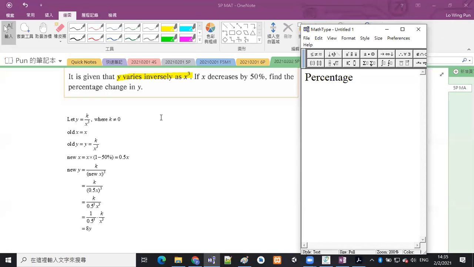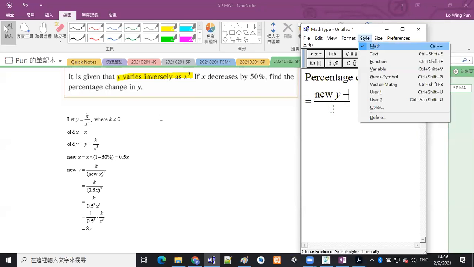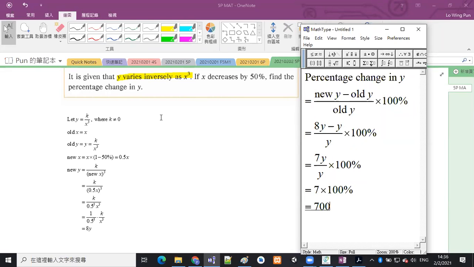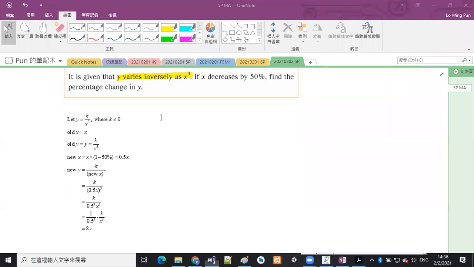So percentage change in y is equal to, the formula is, new y minus old y divided by old y and then times 100%. And our new y is 8y. Our old y is y, over y times 100%. Okay, 8y minus y is 7y over y times 100%. The y and y are cancelled, so what is remaining is 7 times 100%. So how many percent? 700%. So this is the percentage change in y, which is a positive change. So that's an increase. Okay.